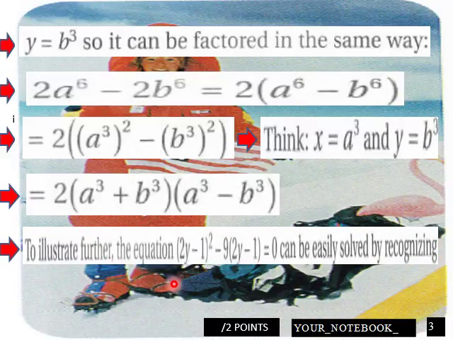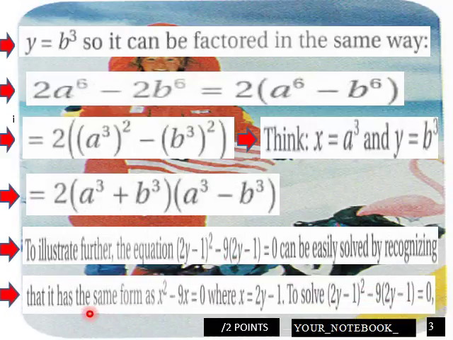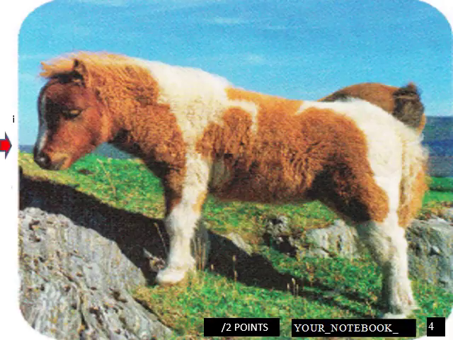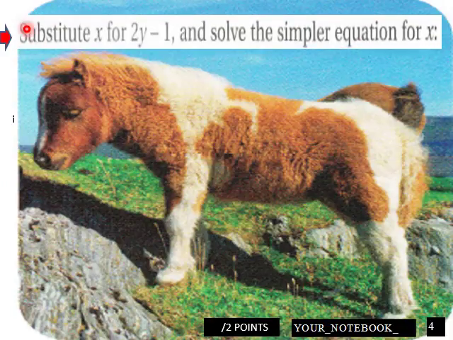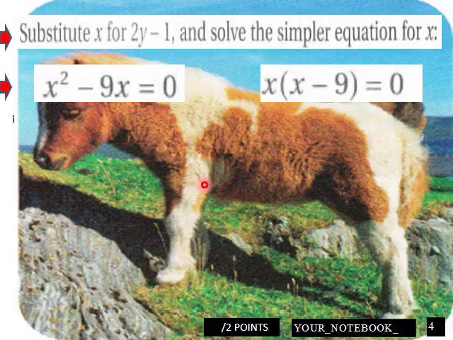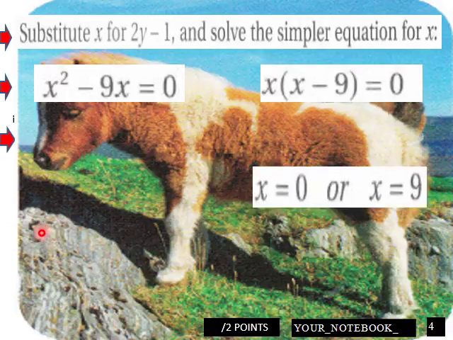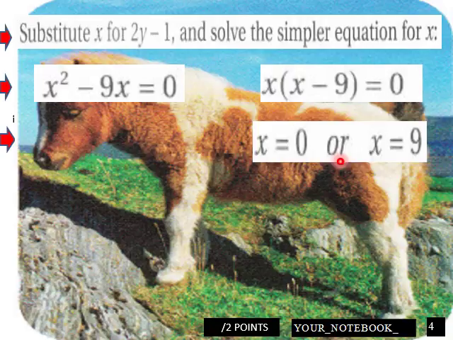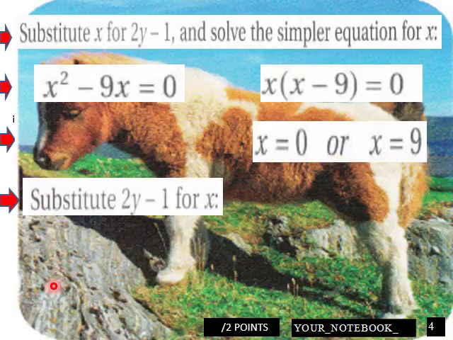To illustrate further, the equation 2y minus 1 squared minus 9 times 2y minus 1 equals 0 can be easily solved by recognizing that it has the same form as x squared minus 9x equals 0. You have factoring patterns that are usually covered in Gaussian pre-algebra. Substitute x for 2y minus 1 and solve a simpler equation for x. X squared minus 9x equals 0, so x times x minus 9. X equals 0 or x equals 9.